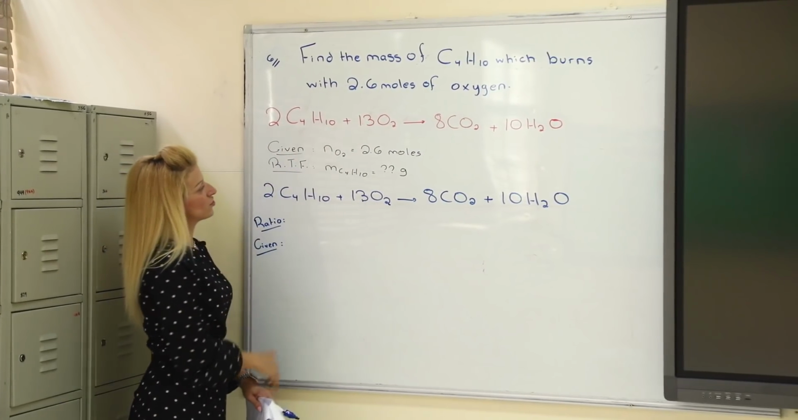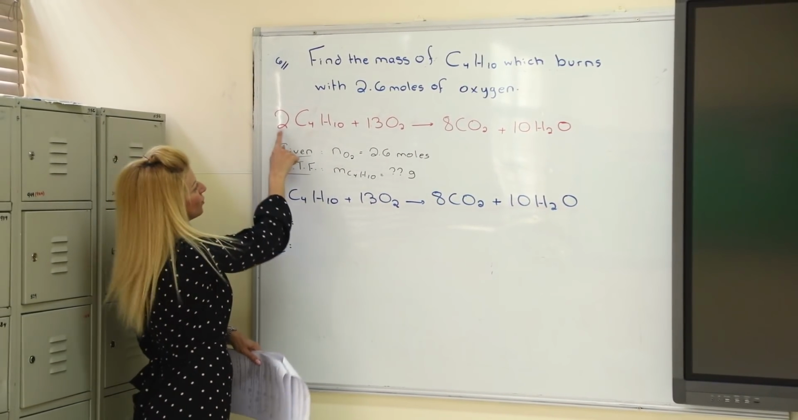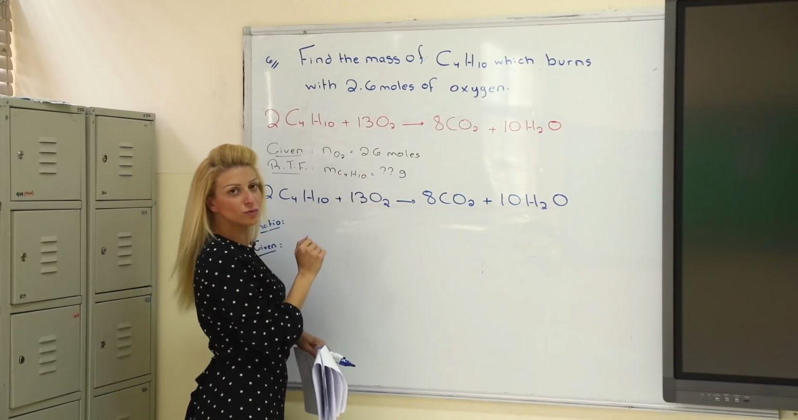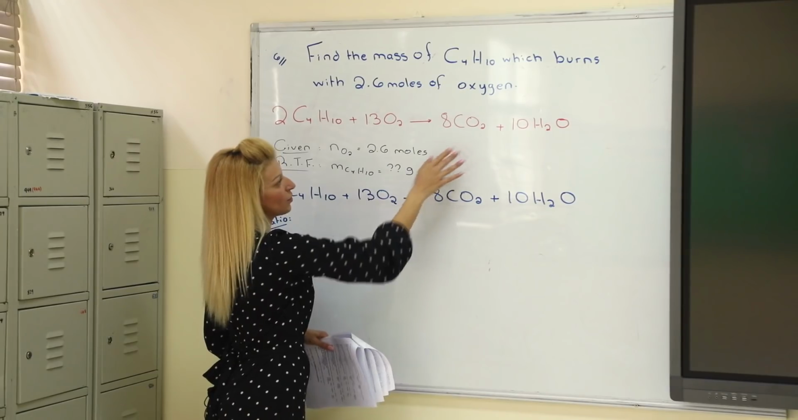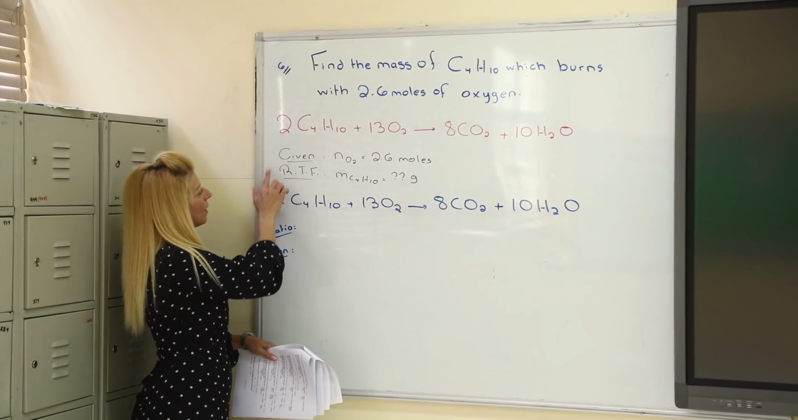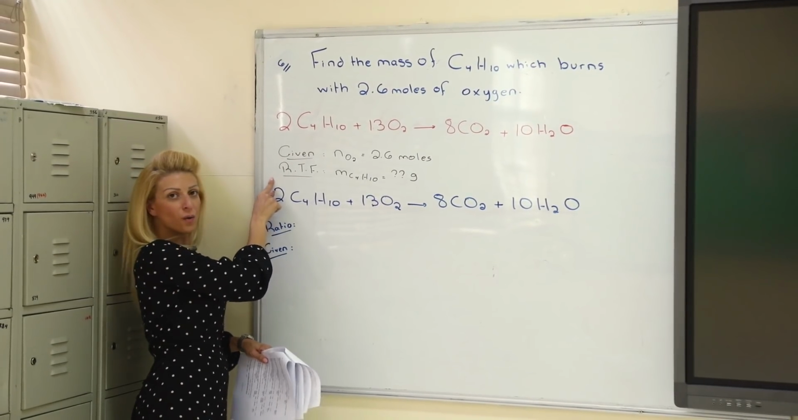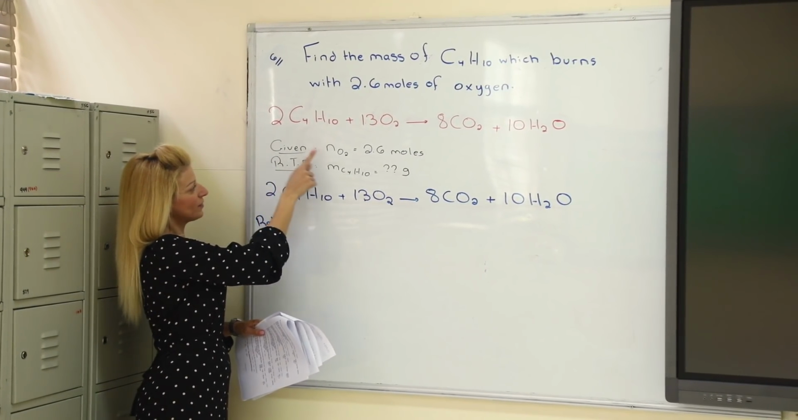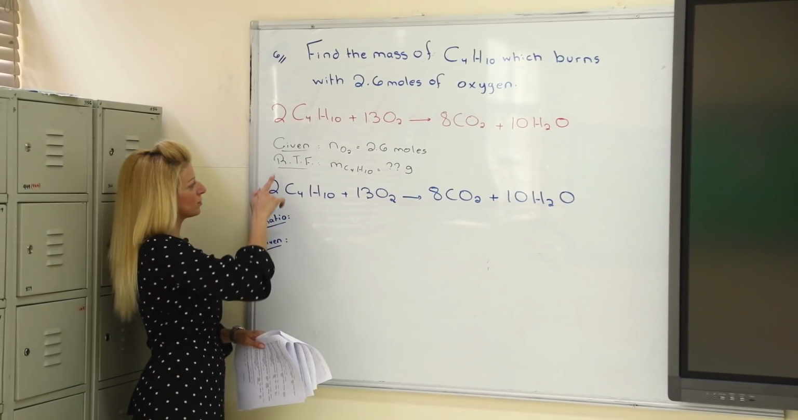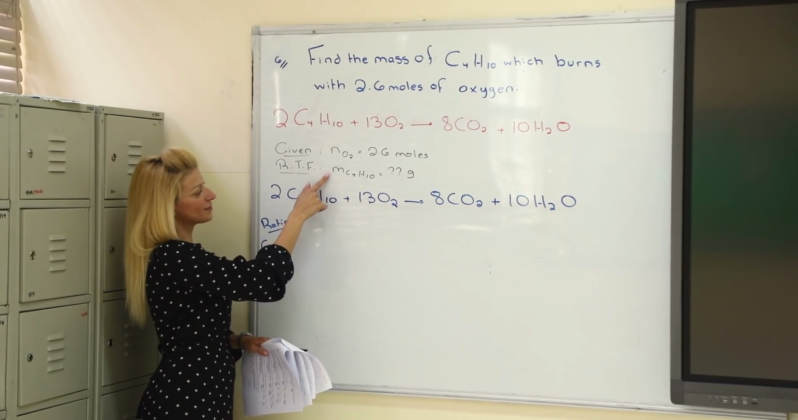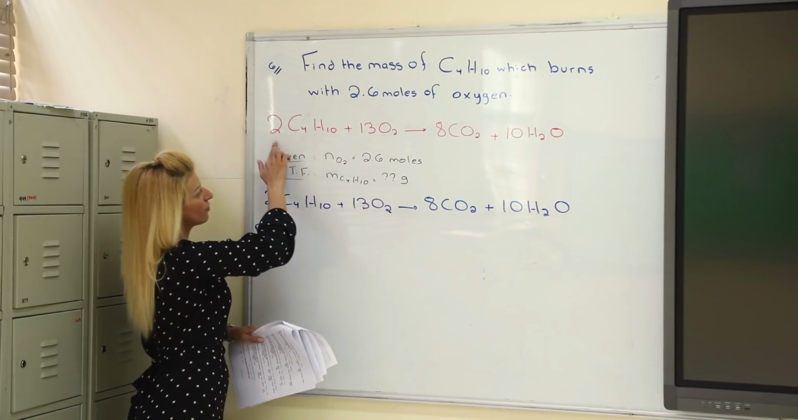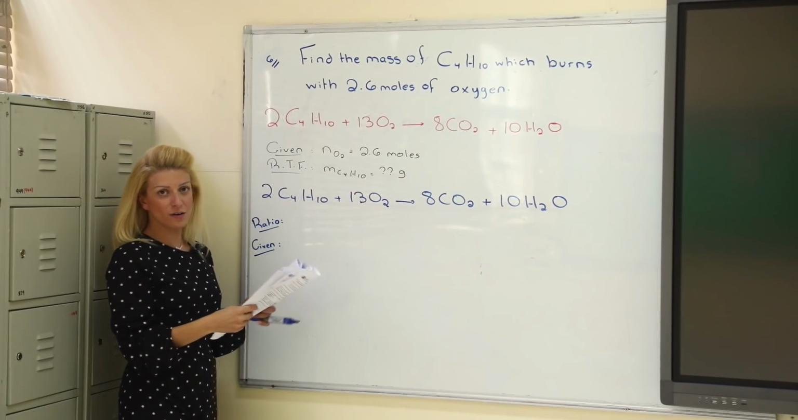Okay, find the mass of C4H10, which burns with 2.6 moles of oxygen. The balanced equation is given below. 2 C4H10 plus 13 O2 gives 8 CO2s and 10 waters, H2O. We write the given and the required to find. The given is the number of moles of oxygen is 2.6 moles. The required to find is the mass of C4H10 in grams that will react with this many moles of oxygen gas.